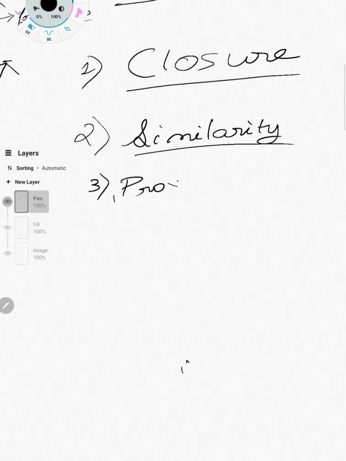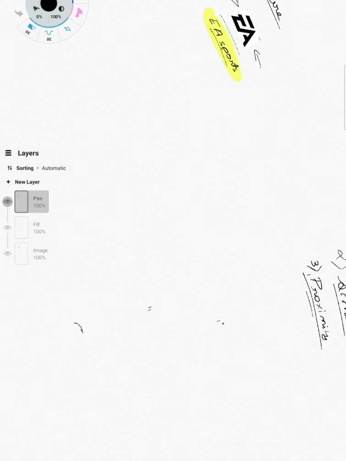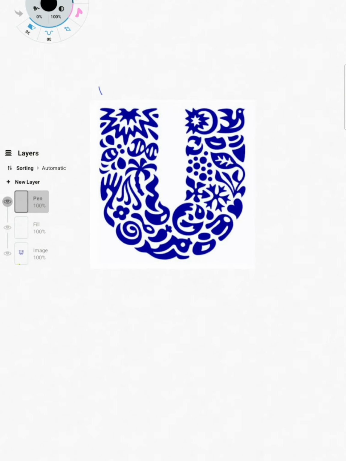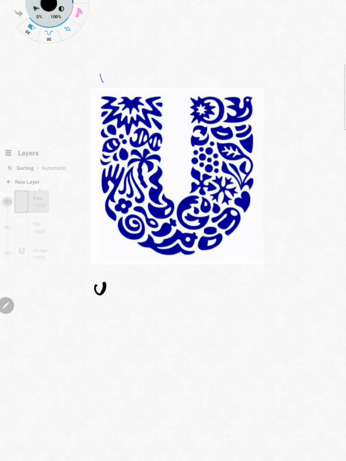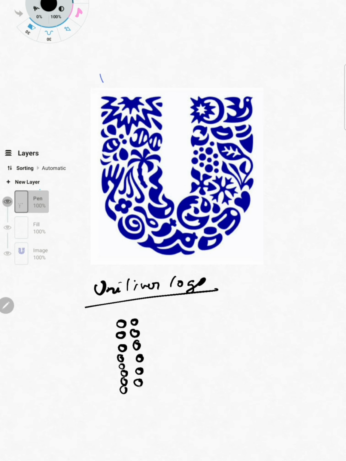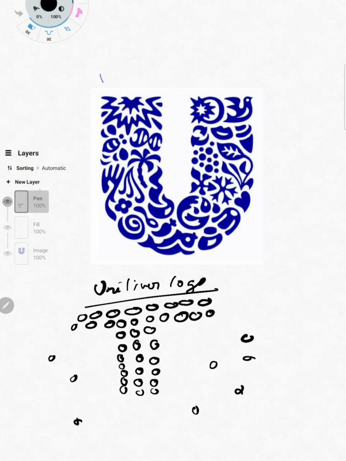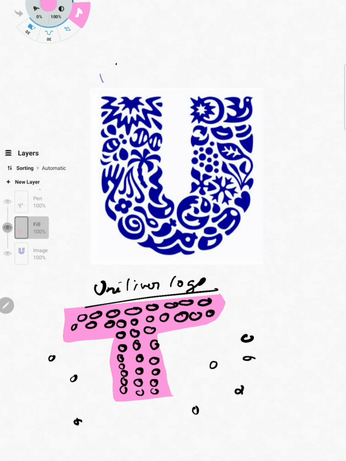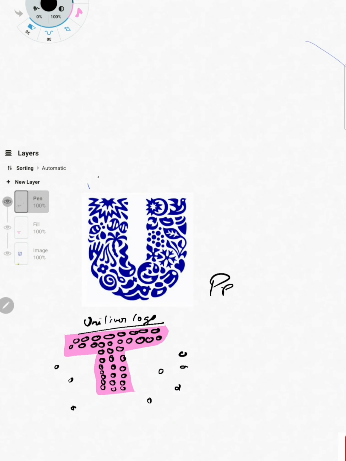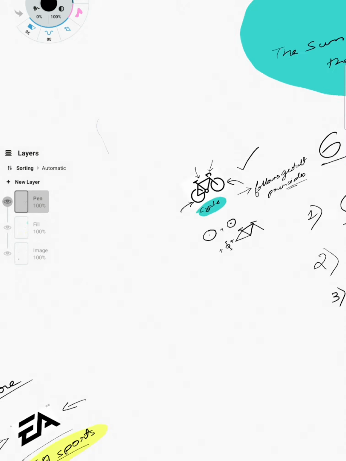The third principle is the principle of proximity. When multiple objects are grouped together, we perceive them as a group of things. There's a pattern that we recognize and we perceive them as simpler things. For example, here we are grouping a group of dots as the letter T. This is the principle of proximity.